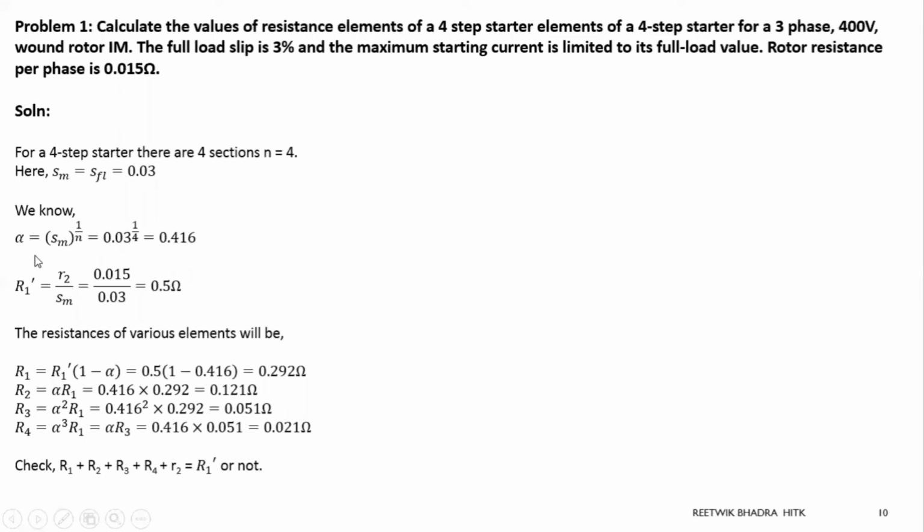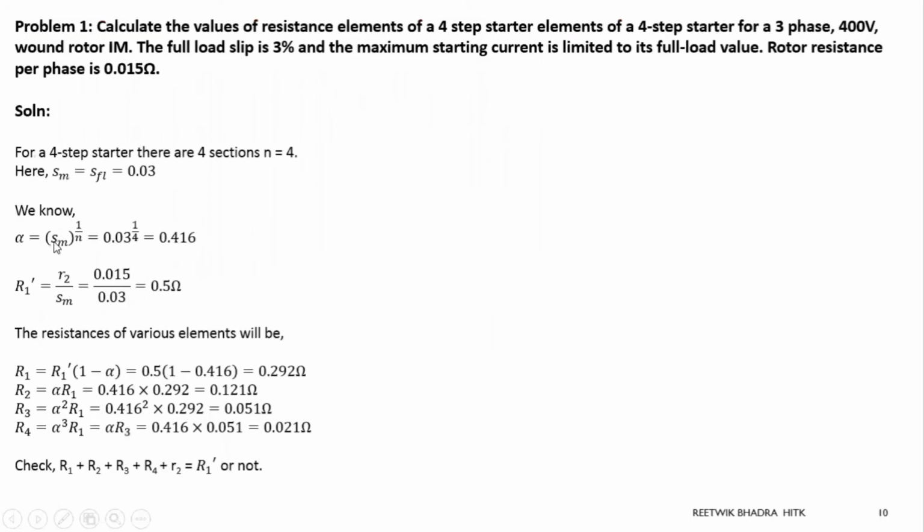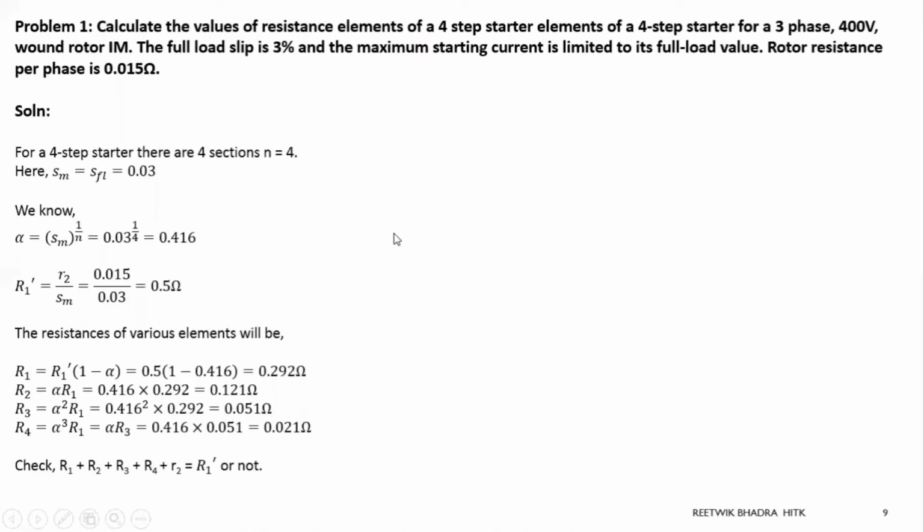Next, we will calculate the value of alpha. Alpha is equal to Sm to the power 1 by n. So 0.03 to the power 1 by 4 gives you 0.416. Step by step I am telling you: slip, then alpha. Then, as I told you, we have to calculate R1 dash. R1 dash is R2 by Sm. R2 dash is alpha times R1 dash, R3 dash is alpha squared times R1 dash, and this goes on.